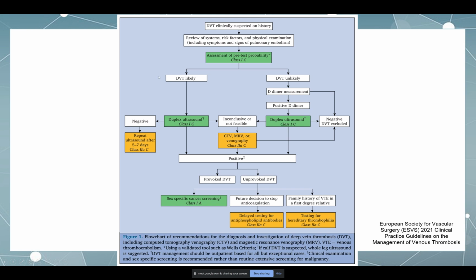So, dekat ini ada flowchart lain tak? Misal kata, let's say kalau 2-point compression dah positif, and should we start the treatment earlier ataupun just wait for formal ultrasound before we start the treatment? Okay, with regards to flowchart, memang tak ada lah.